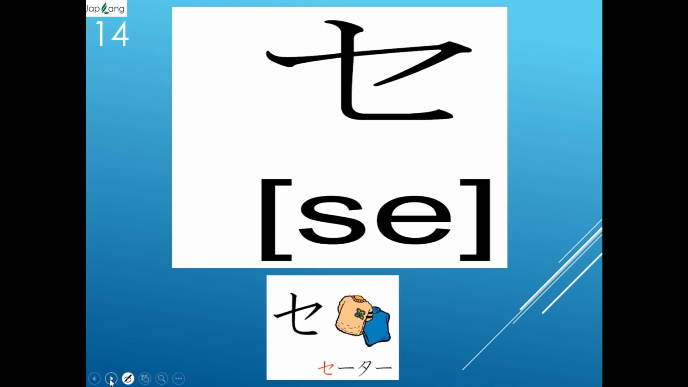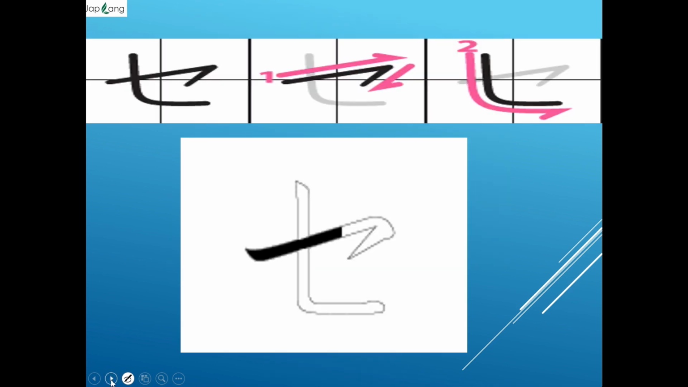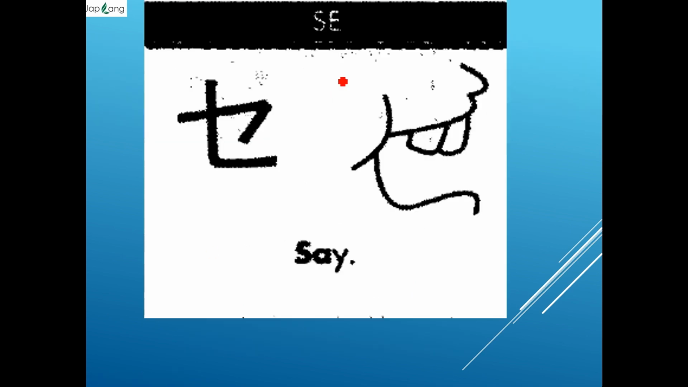Next letter is se. Se as in seta. This is the first stroke and then the second stroke. First and second. You can relate it with saying something. This is the face of a person, and this is the teeth. Saying, say something.